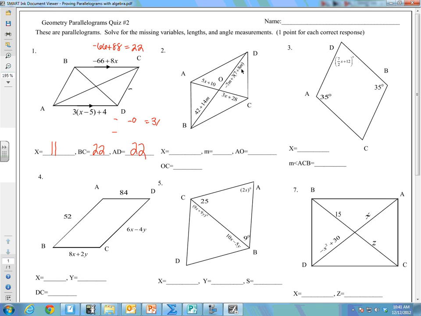Looking at the second one, we know that if this is a parallelogram, then the diagonals bisect each other. So finding x, I've got 5x plus 10. That part of the diagonal should be congruent to that part of the diagonal. So 5x plus 10 should equal 3x plus 28. Subtract 3x from both sides, get 2x. Subtract 10 from both sides, I get 18. Divide by 2, x is 9.